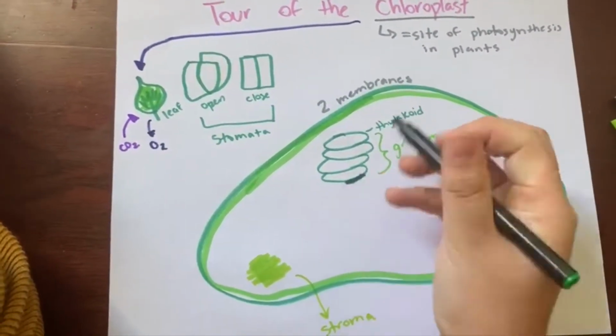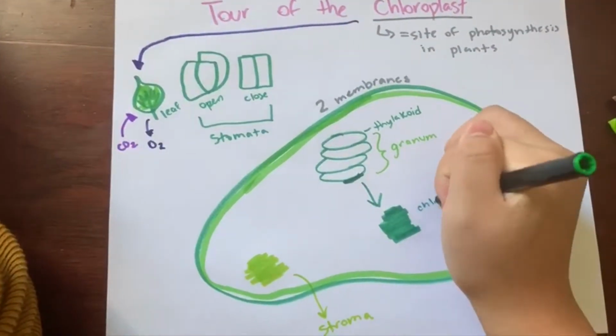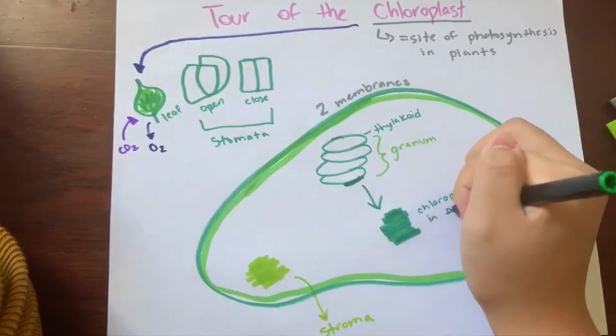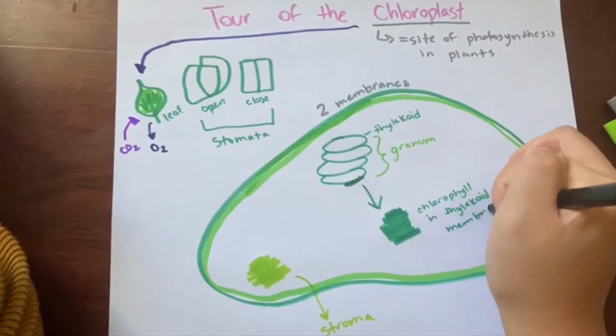Finally, we conclude our brief tour with the color of the chloroplast. This green pigment is called chlorophyll, and it is found in the thylakoid membranes of the chloroplast.